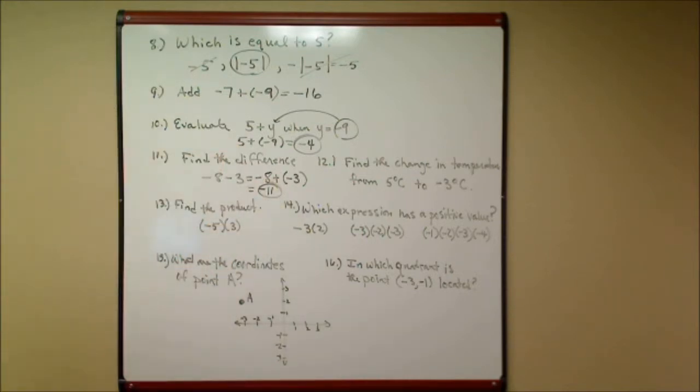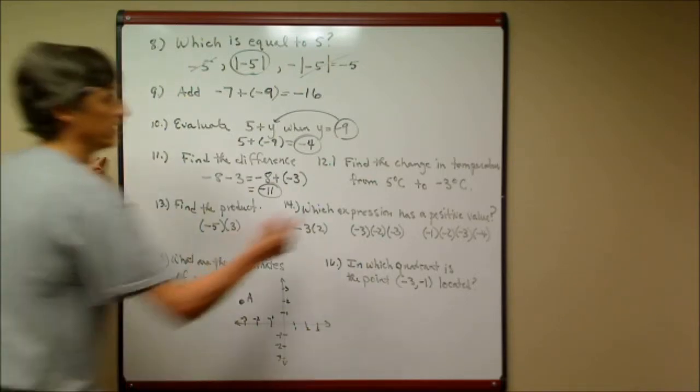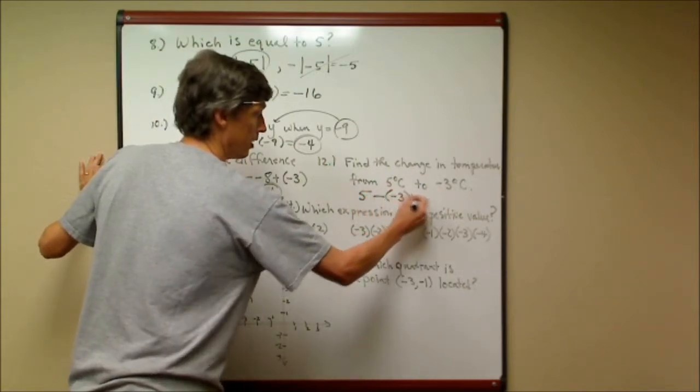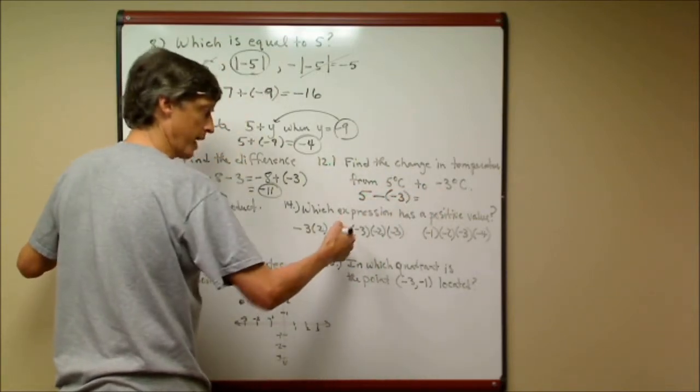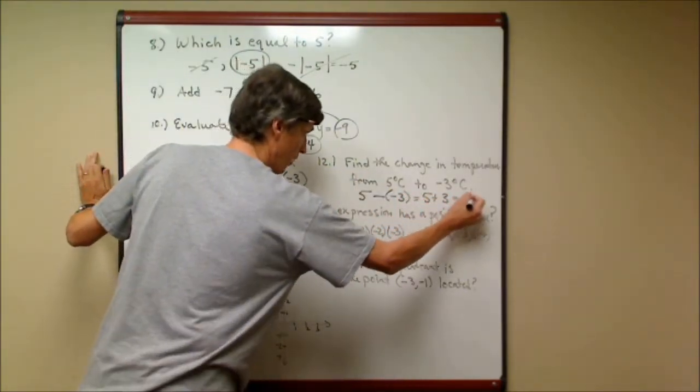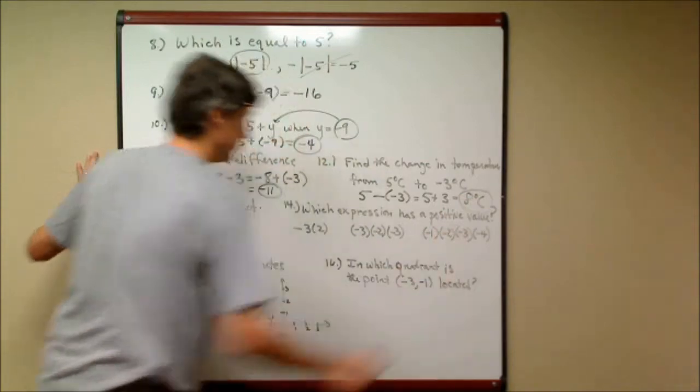Find the change in temperature from 5 degrees Celsius to negative 3 degrees Celsius. Well, when you're finding the change, you're subtracting. So it's from 5 minus negative 3. Well, here again, it's a non-traditional subtraction. Change it to adding the opposite. This is 5 plus 3, or 8 degrees Celsius.